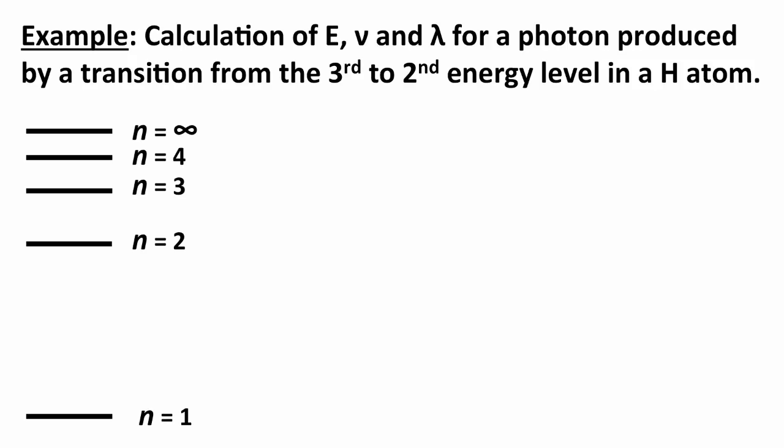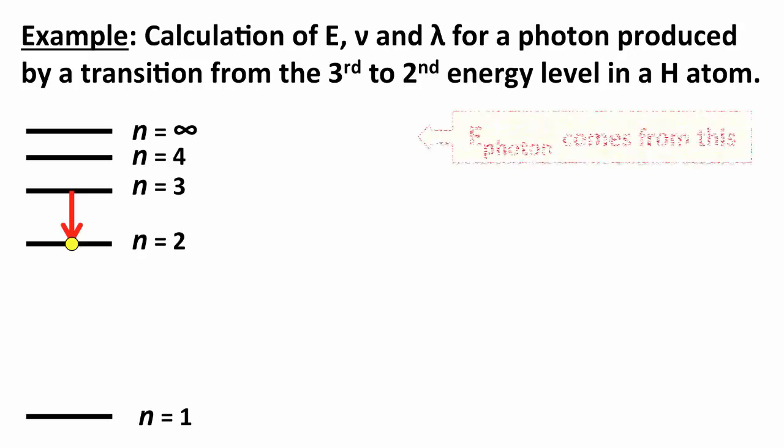Now, let's also do a calculation of the energy, the frequency, and the wavelength for a photon produced by one of these transitions. So for this example, we're going to do the 3 to 2 energy level transition. And as mentioned already, that produces a photon of red light. So what's its energy? What's its frequency? What's its wavelength?